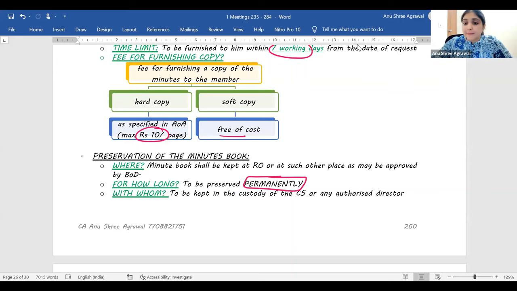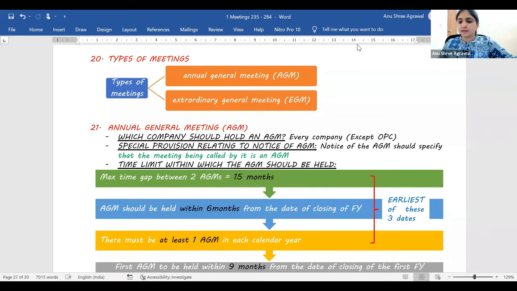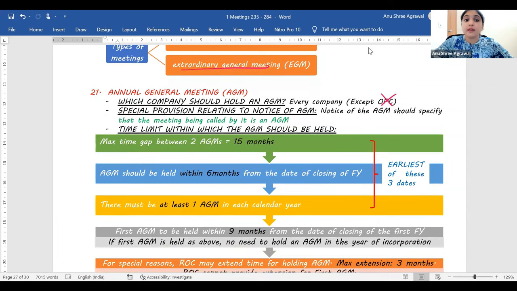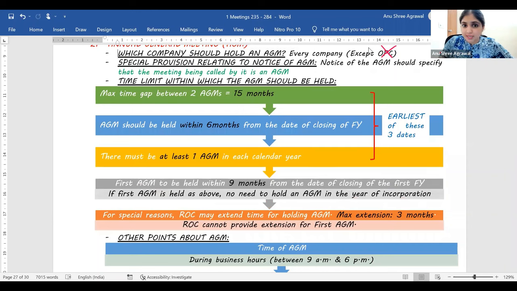All right. Now coming to the last two concepts under the meetings discussion, AGM and EGM. Annual general meeting, once in every year. Is AGM required for a one person company also? No. For a one person company, AGM is not required. Within how much time do you have to hold the AGM? We have 3 time limits. Out of the 3 time limits, we will pick whichever is earliest.